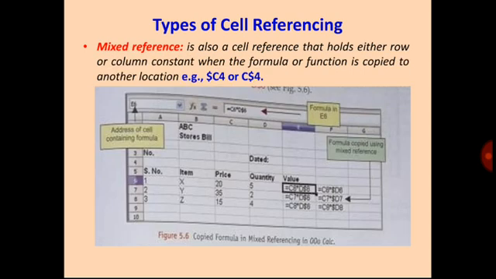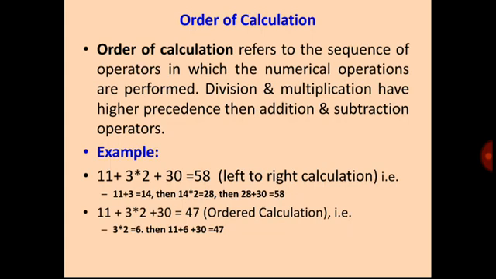Then the third one is mixed reference. Mixed reference means either we freeze column or we freeze row. It is also a cell reference that holds either row or column constant when the formula or function is copied to another location. So either column or the row is fixed or remain constant while copying formula one place to other place.